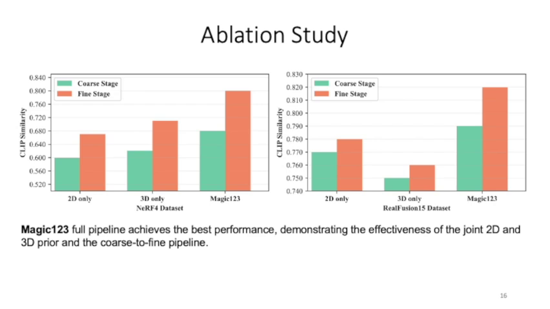Here we show the results in terms of joining both 3D and 2D priors, and in terms of using a single versus two-stage approach, on two different datasets, the RealFusion and the NeRF4 dataset.